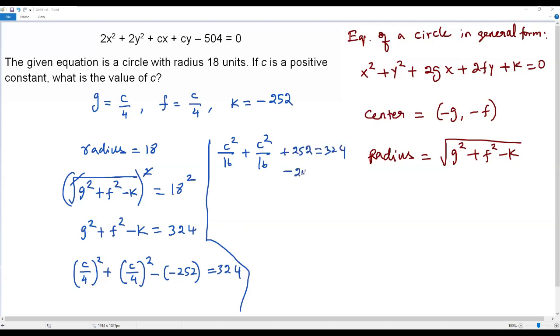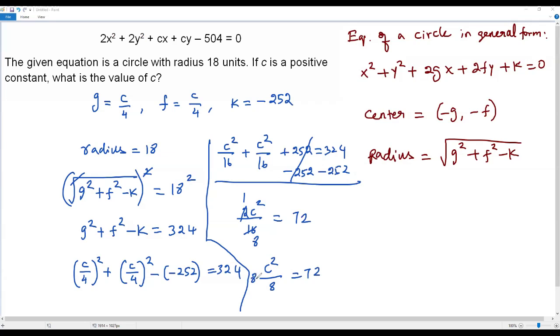Now let me subtract 5/8 from both sides. The positive and negative values will cancel out. The simplification of the left side is 2c²/16. Because we have the same denominator for both fractions, we can take the denominator once and add the numerators. When I add c² and c², I'm getting 2c². On the right side, when I simplify 324 minus 5/8, I'm getting 72. So 2 goes into 2 one time and 2 goes into 16 eight times. I'm getting c²/8 = 72.